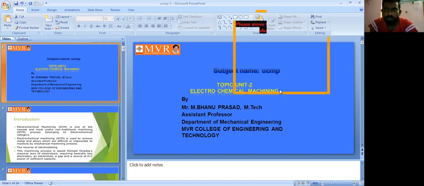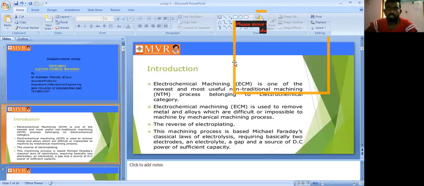In the previous lecture, we discussed the first unit. The first unit is completed, but from today onwards, we will discuss Unit 2.1, the electrochemical machining process. See here, the introduction of the electrochemical machining process. Electrochemical machining, ECM, is one of the newest and most useful non-traditional machining processes.